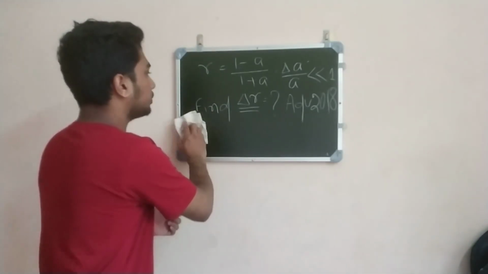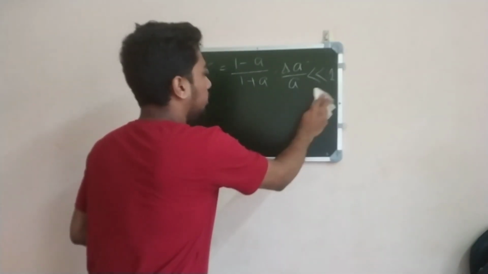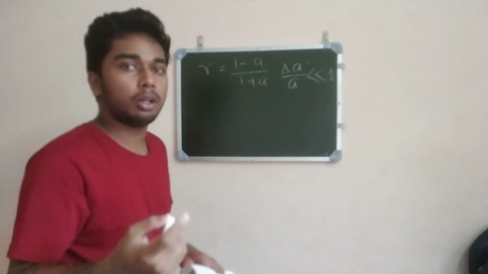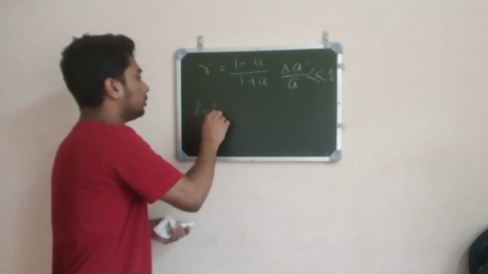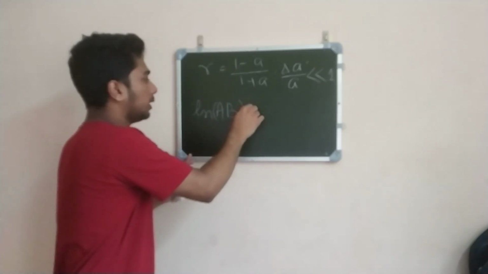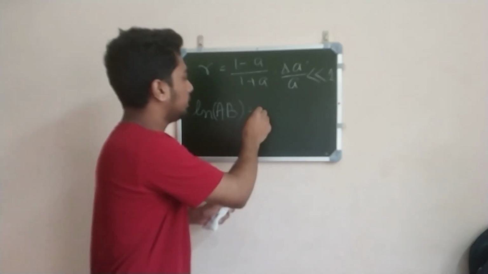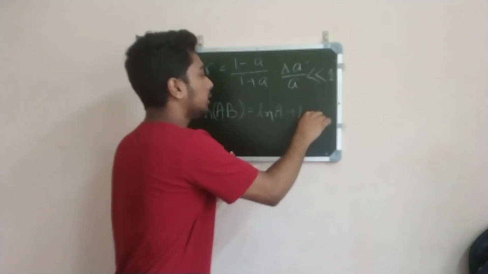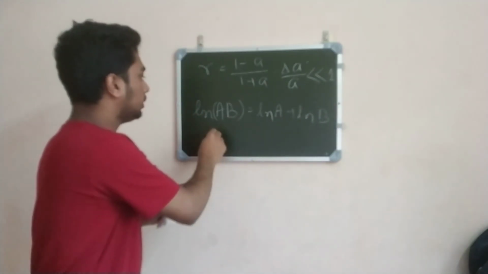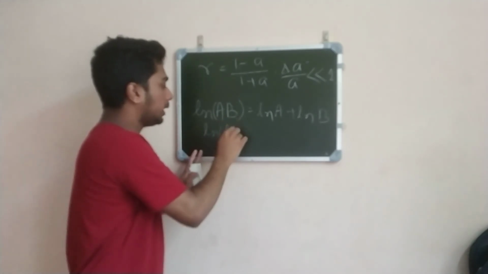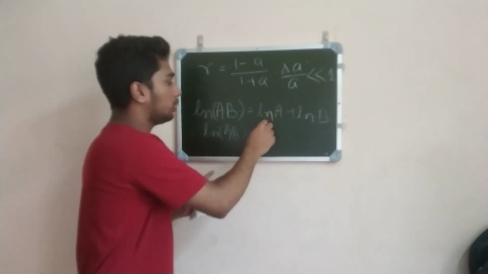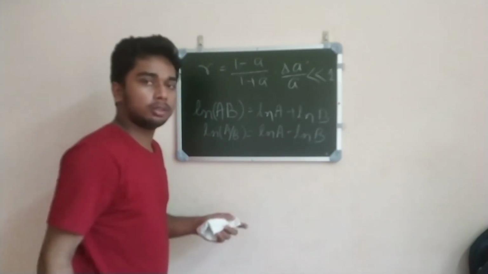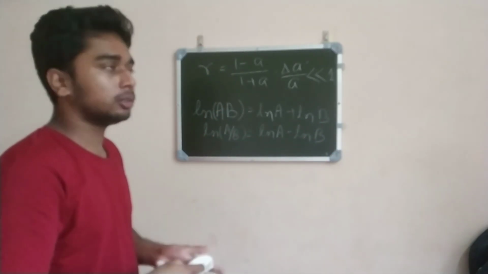In this question I am going to use one of the properties of logarithm. ln of ab, for two quantities, is nothing but ln a plus ln b, or if you have ln of a by b, then it will be ln a minus ln b. So this expression you already know.